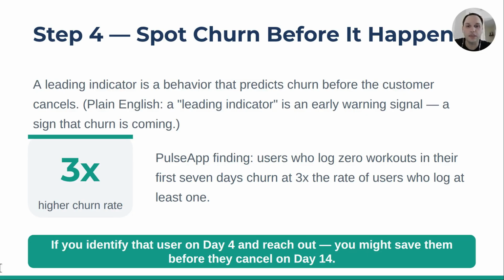It means by day 4 or 5, you already know which users are at high risk of churning by day 14. Instead of waiting for them to cancel, you can reach out. A push notification, a personal email, a suggested beginner workout, and potentially change the trajectory before it reaches the cancellation screen.